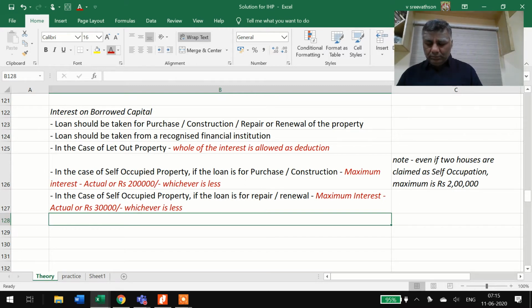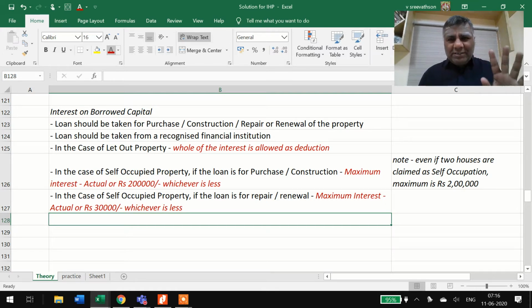But for any self-occupied property, NAV is nil, no, sir? I got your point. So, I'll clarify. Our friend's question is, for a self-occupied property, NAV is nil. Except the chapter of salaries, where loss cannot come, in all the other 4 chapters, loss is also a possibility. So, NAV nil minus 2 lakhs, there will be a loss of 2 lakhs.